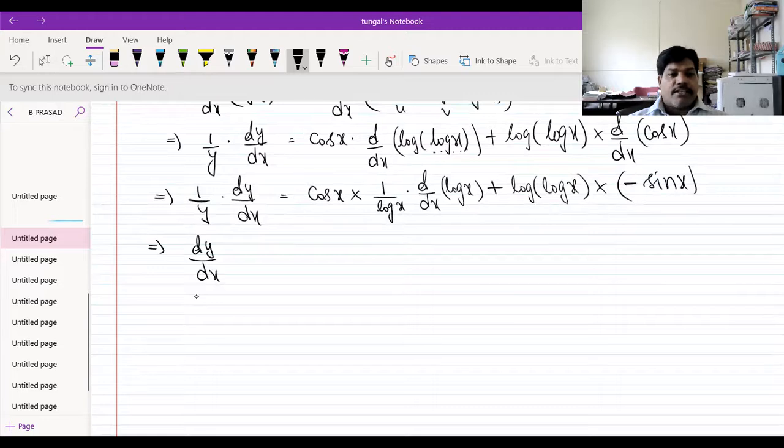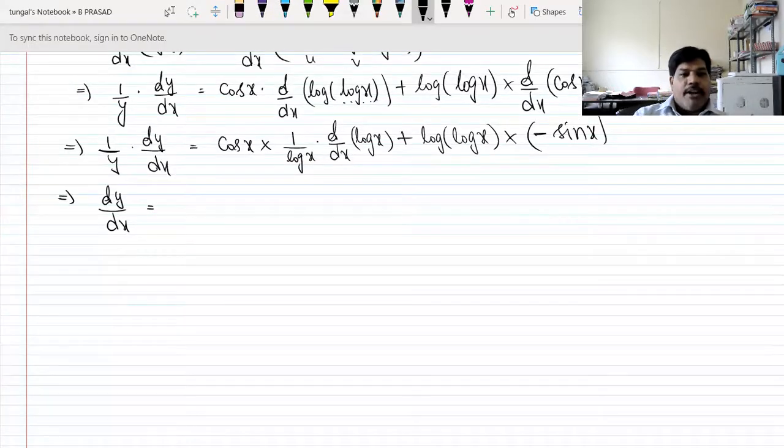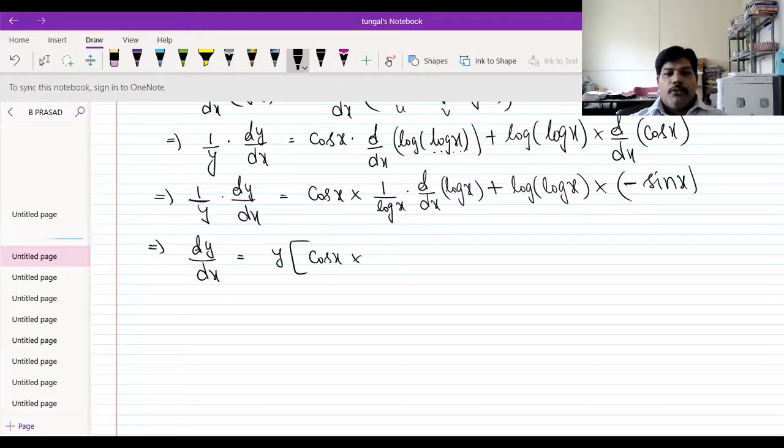So dy by dx is equal to y into cos x into the derivative of log x, that is 1 by log x into 1 by x, plus, taking the minus here, you can write it as minus sin x into log of log x.